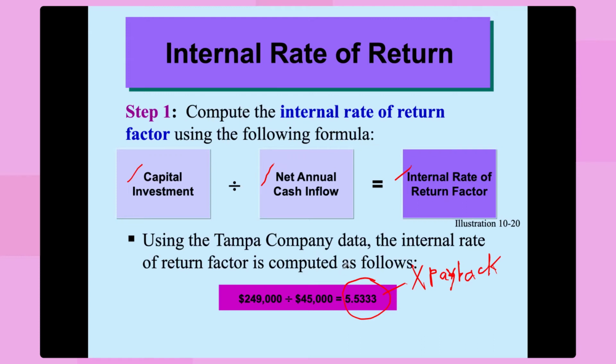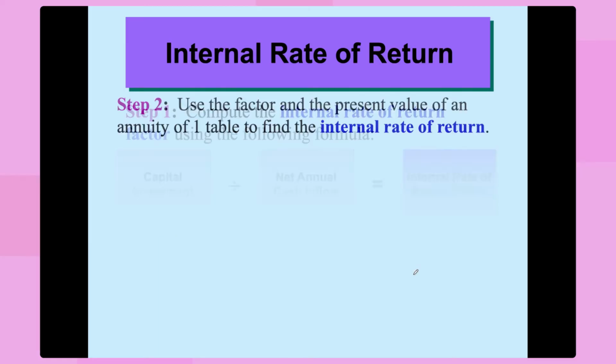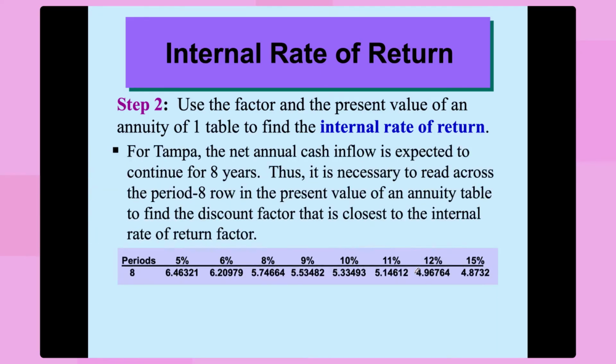Meaning, you will find the 5.533 in the 8 years. Why 8 years? Isn't 8 years given a while ago? The 5.533, you will go to what? You will go to your present value of annuity table, and then go to 8 years and look for the 5.533.